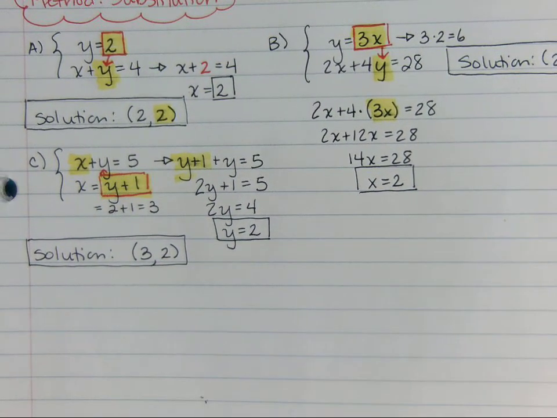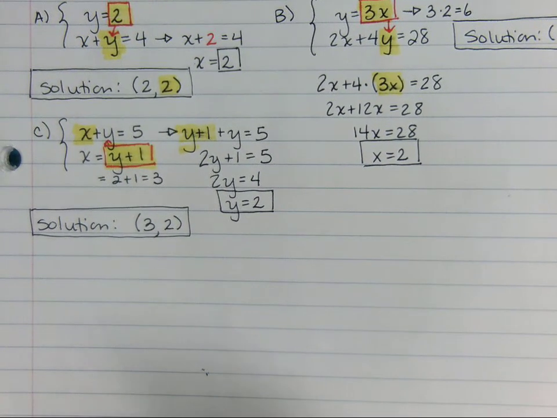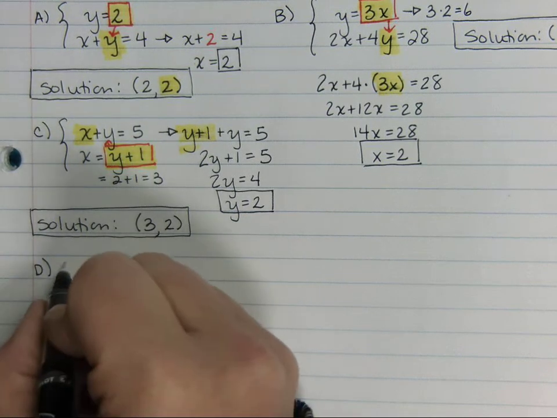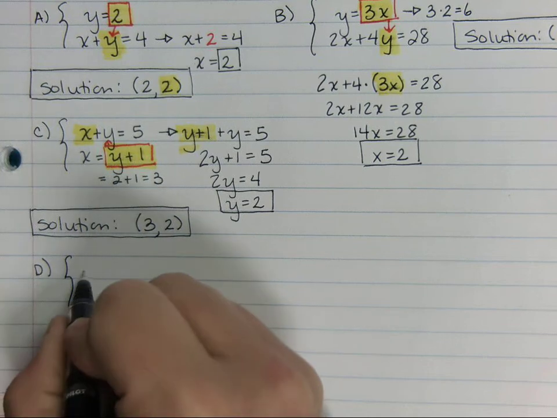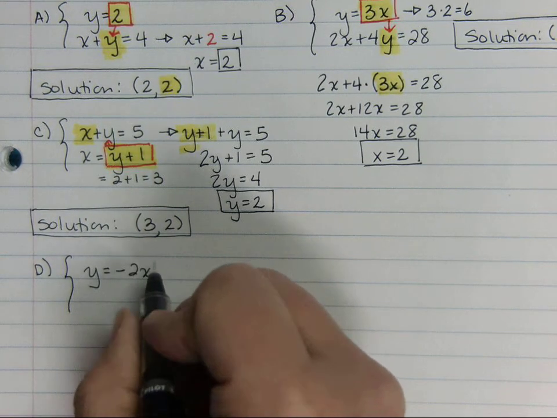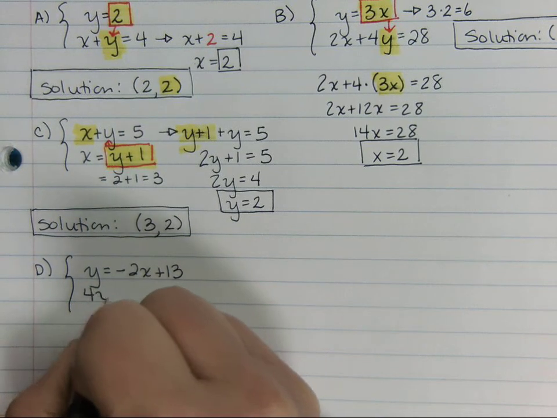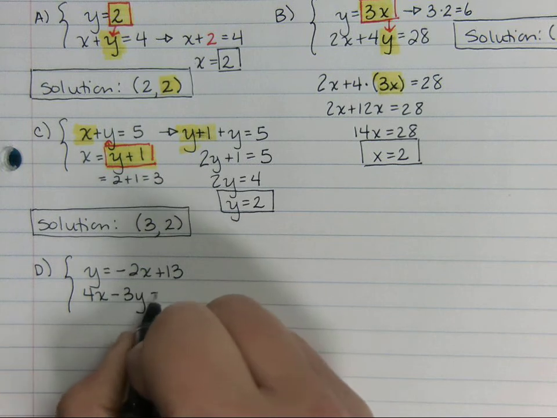So you can see that the process is relatively the same every time. Probably the most complicated that you're going to come across in terms of substitution would be ones like this. So we'll just do one more, and then we're going to talk about some special cases. So we have y equals minus 2x plus 13, and we have 4x minus 3y equals 11.